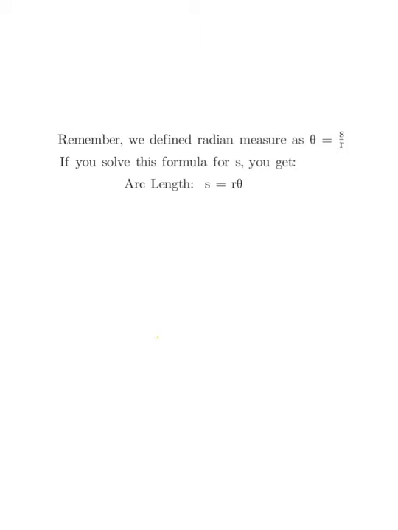Earlier, we defined radian measure as theta equals S over R. If you take this formula and solve it for S, you get the formula for arc length, which is S equals R theta.